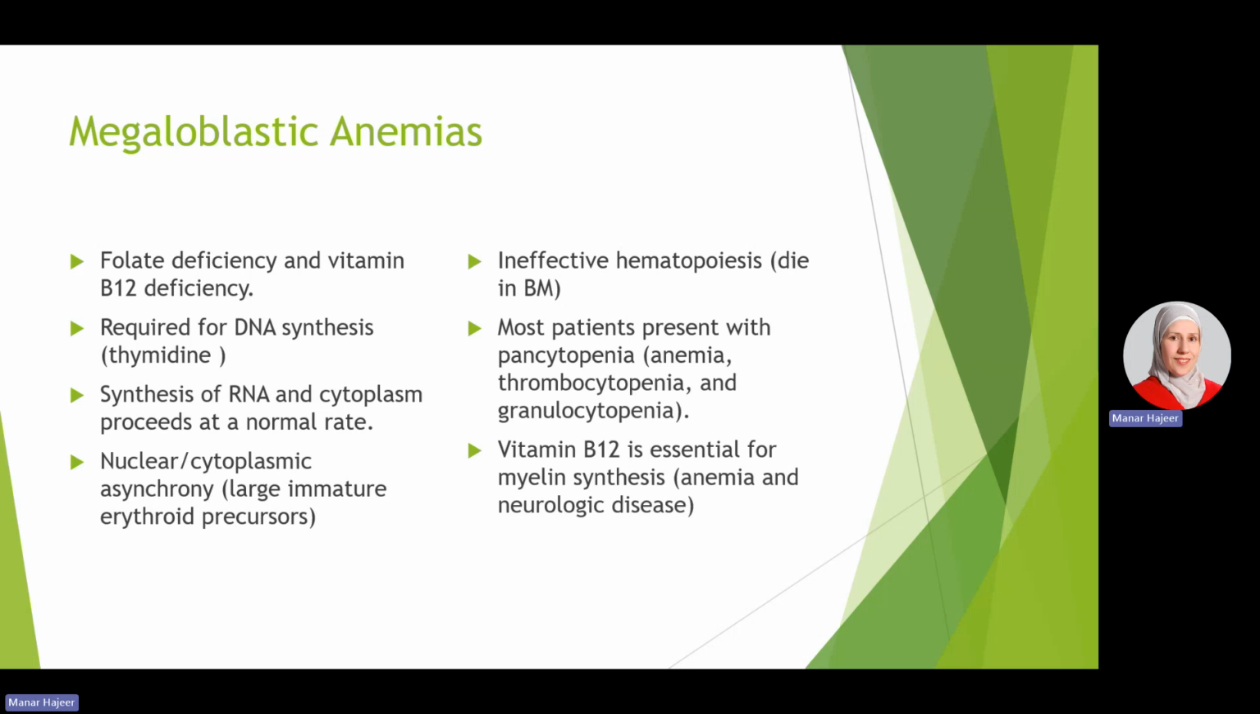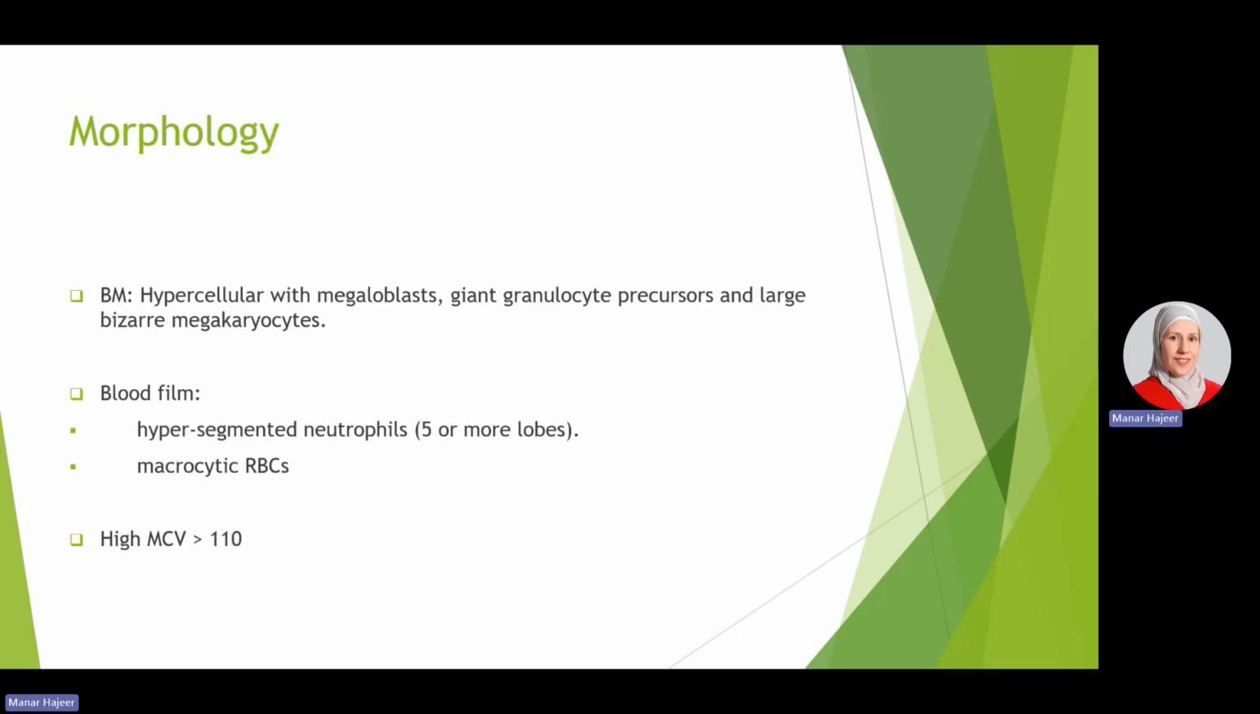Now, vitamin B12 is also essential for myelin synthesis in the nerves. So, with vitamin B12 deficiency anemia, in addition to the anemia, the patients will have neurological manifestations. And this is the difference from folate deficiency, in which they do not have neurological manifestations.